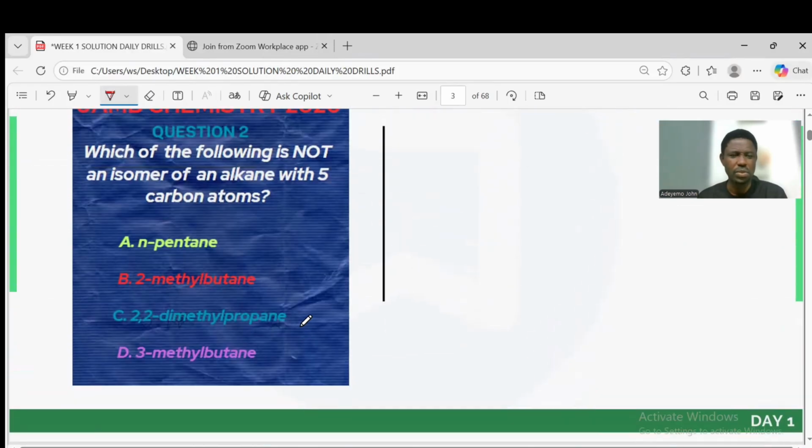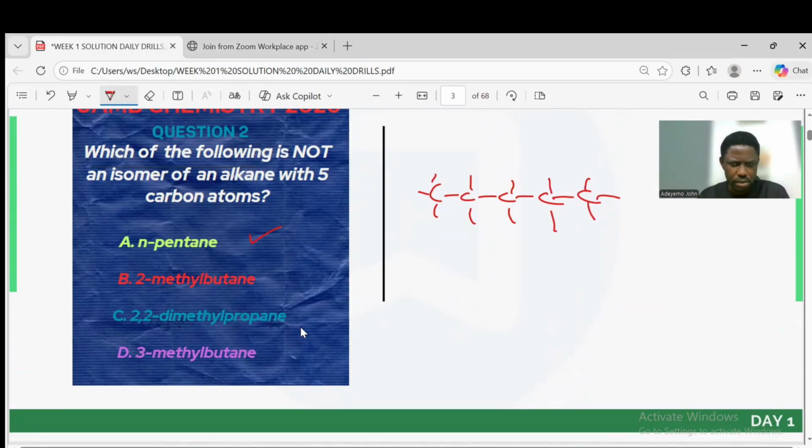Don't want to waste time here. Which of the following is not an isomer of an alkane with 5 carbon atoms? Okay, alkane with 5 carbon atoms. The first one is pentane. Of course, pentane is C5. Can you see? C5. So that is an isomer. It has 5 carbon atoms. This is pentane, when you put everything to be hydrogen.